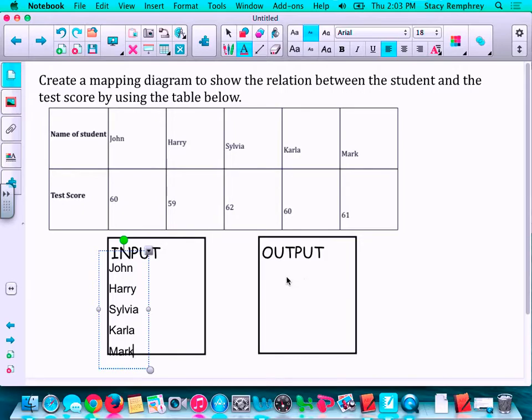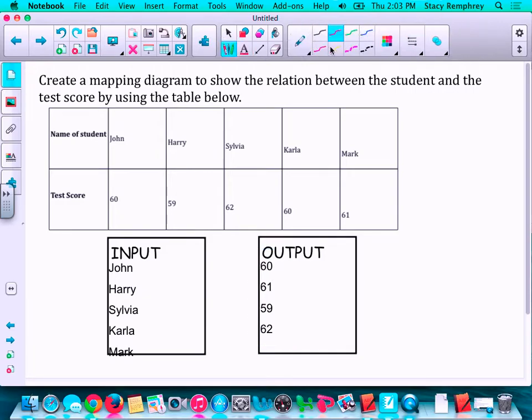Okay, and then in the output, I'm going to put all the different outputs. So I have 60, I have 59, again I'm just going across here. I have 62. Now the next one says 60, but I already have a 60, so I'm not going to write that again. And the next one says 61. I'm going to put that in order. Okay, so all these numbers came from down here.